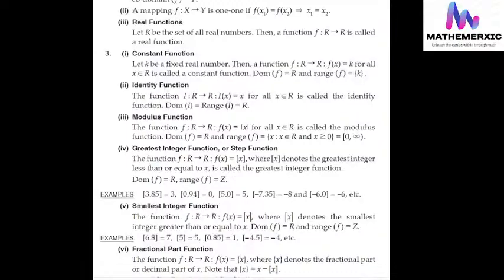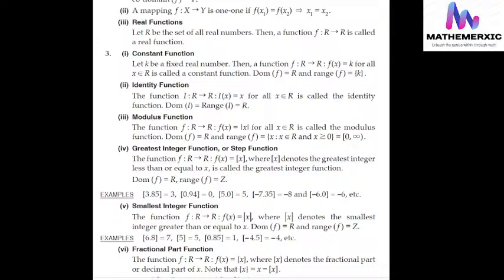So in the case of the modulus function, the range of f is equal to {x such that x belongs to R and x is greater than or equal to 0}. It is a right half open interval, which means [0, infinity), open on the infinity side.